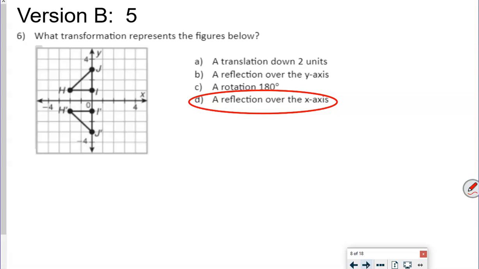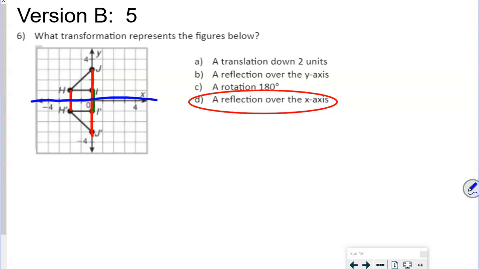What transformation represents the figures below? Again, we're going to draw lines from our vertices, so from H to H prime, from J to J prime, and from I to I prime. So what do you notice about all three of these lines? Again, they're all parallel, but they're not all the same length, right? So that means that we're going to try to cut them in half. There we go. That's our halfway point.